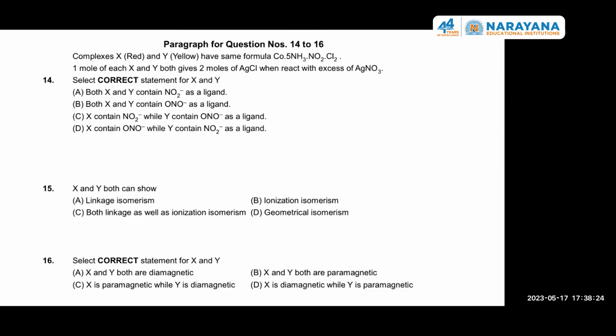So NO2 minus is a ligand, but it can also be ONO because it is an ambidentate ligand. So we have two options: Co(NH3)5. In one case, we take NO2 as a ligand, and in another case, we take ONO as a ligand, in which oxygen is the donor. In the NO2 case, nitrogen is the donor, and in the ONO case, oxygen is the donor. So one is X and another is Y.